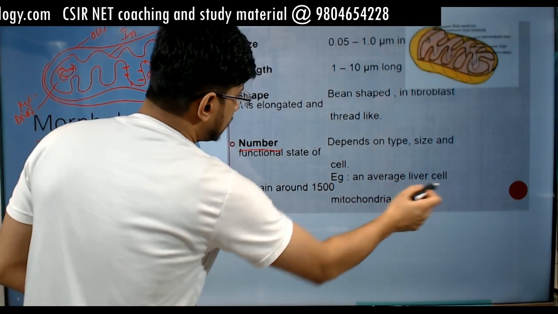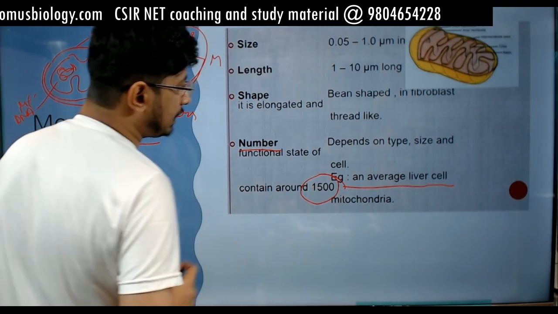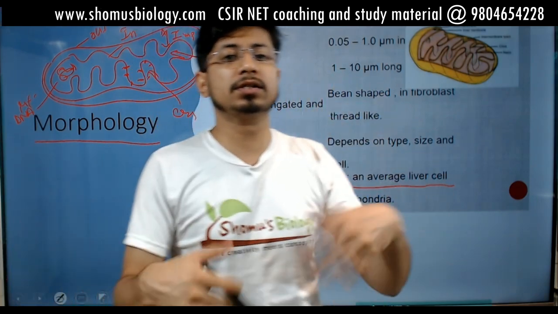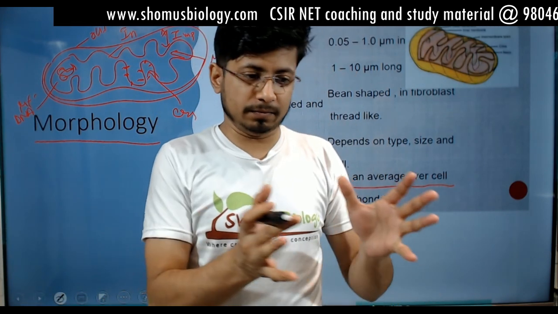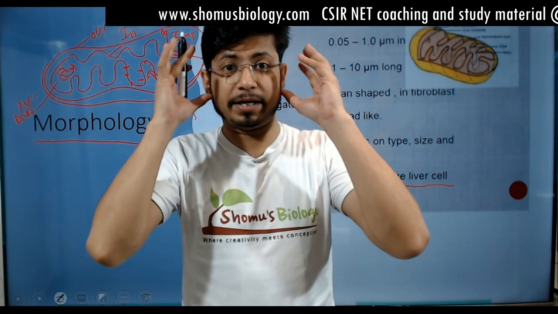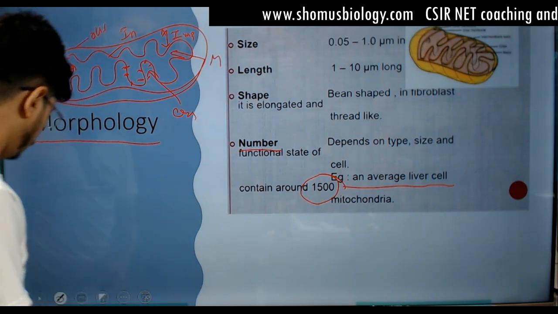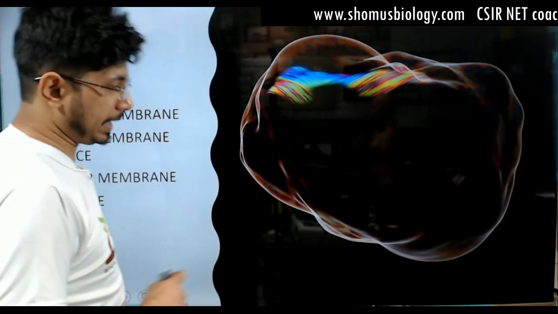For example, an average liver cell contains around 15,000 mitochondria. Of course, liver cells are actively participating in the whole metabolic process, the brain of the whole metabolic process, so they have more mitochondria. They require more energy, so 1500 mitochondria at a given time.